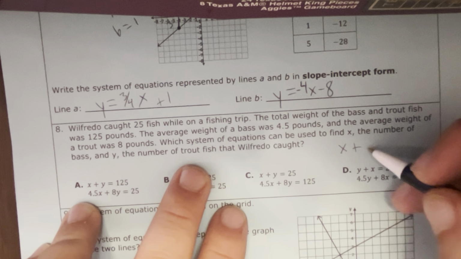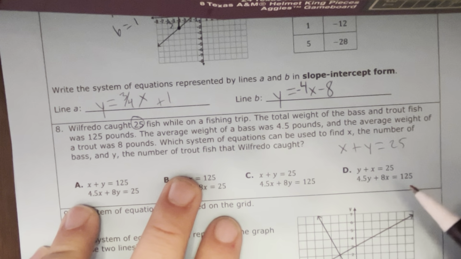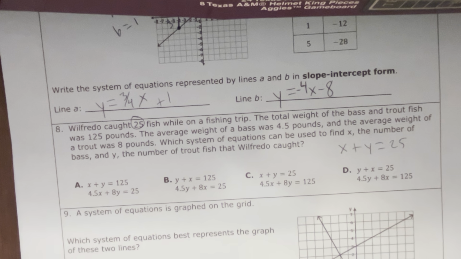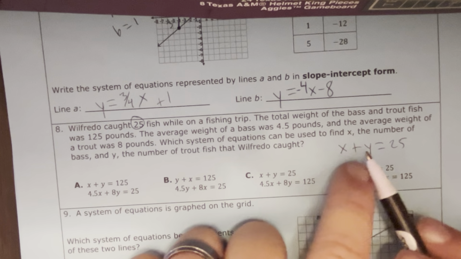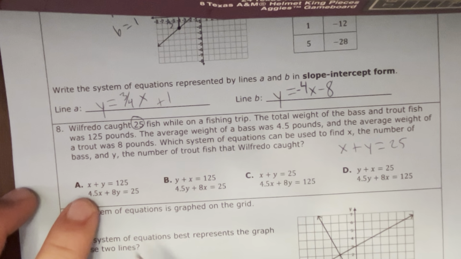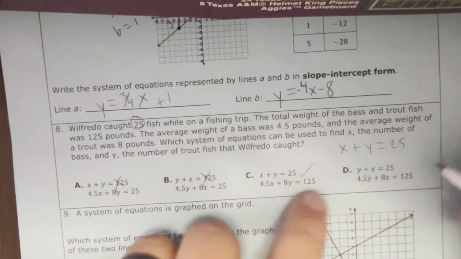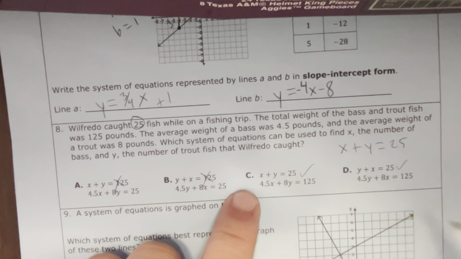So for this one, we know that the number of bass, which is x, plus the number of trout, which is y, all together he caught 25 fish. And so that doesn't include the weights, that's just the number of fish. So the number of bass plus the number of trout equals 25. And so let's check through. Nope. Yep. So it's either C or D.